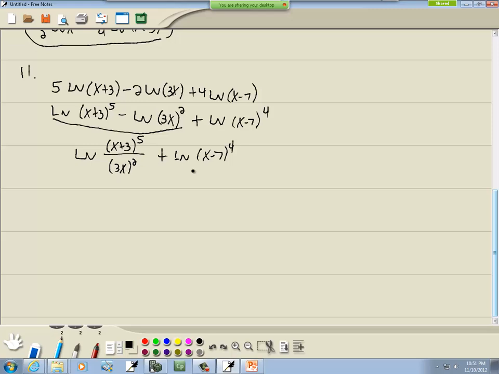Now I've got log of something plus log of something. Well, addition becomes multiplication. So this becomes natural log of x plus 3 to the 5th times x minus 7 to the 4th over, and I can apply that 2nd power through, and this would become 9x squared.